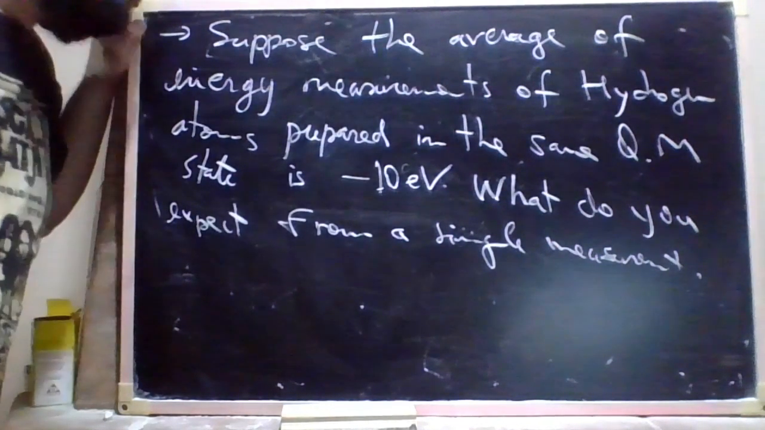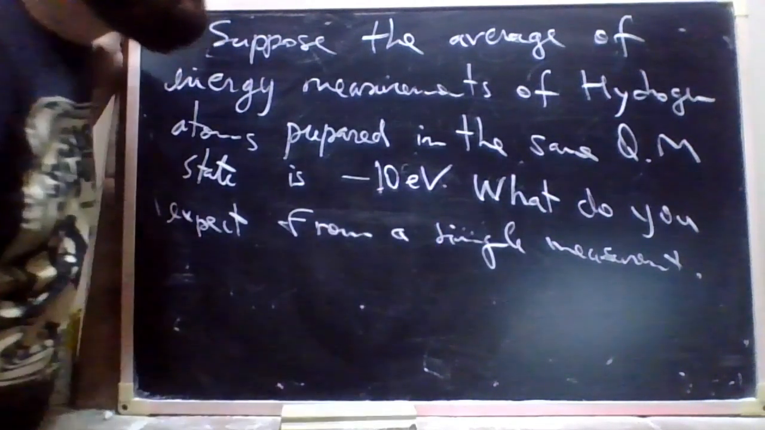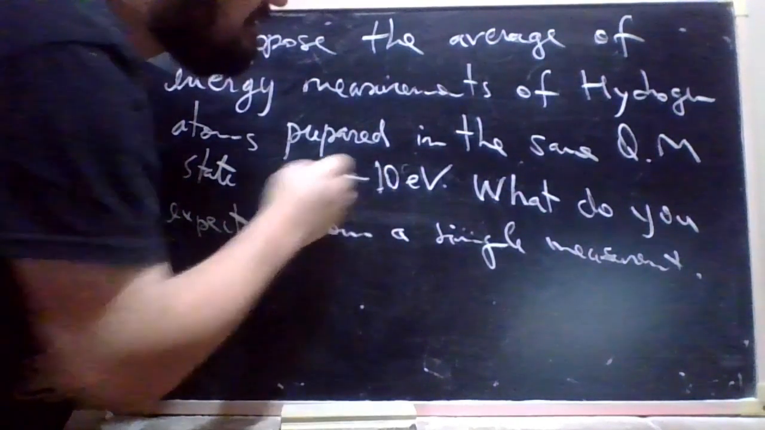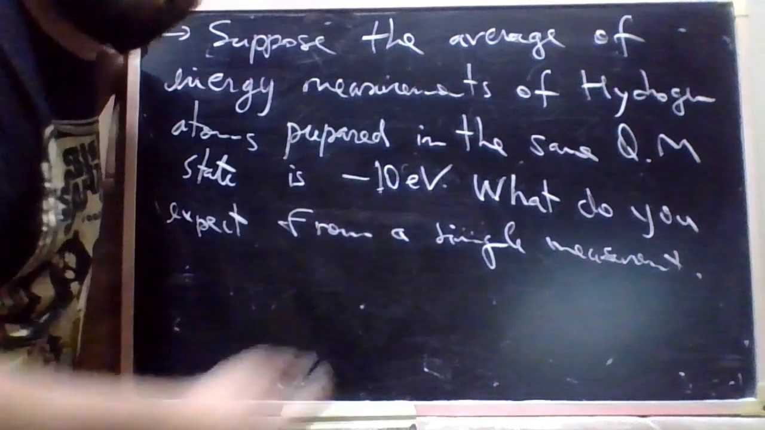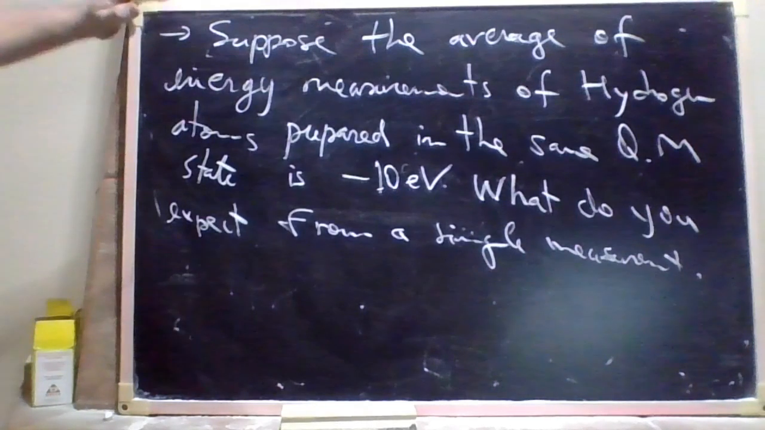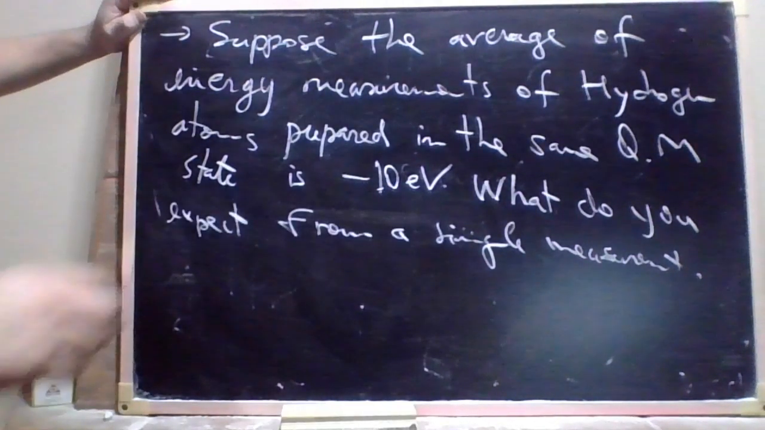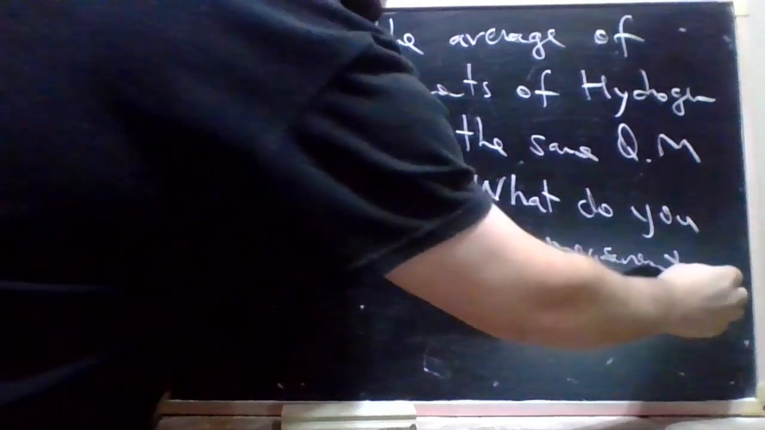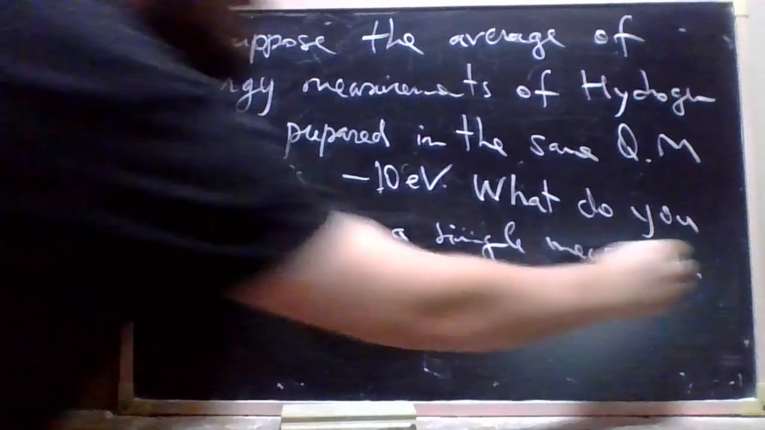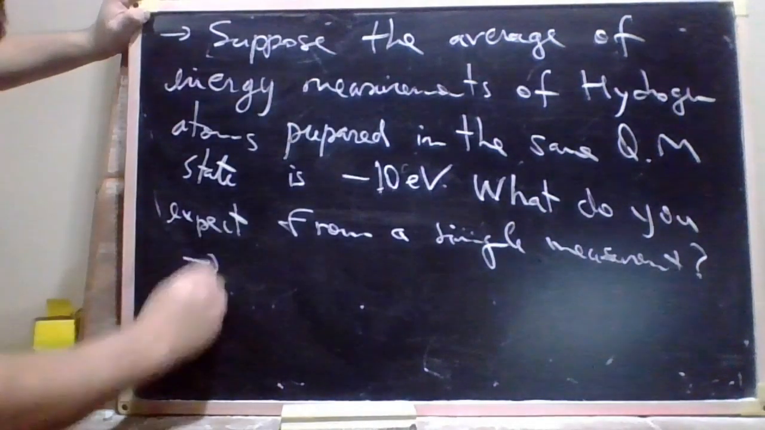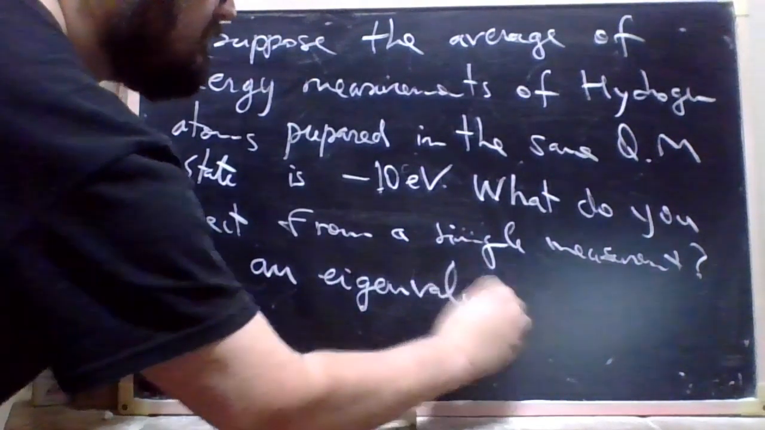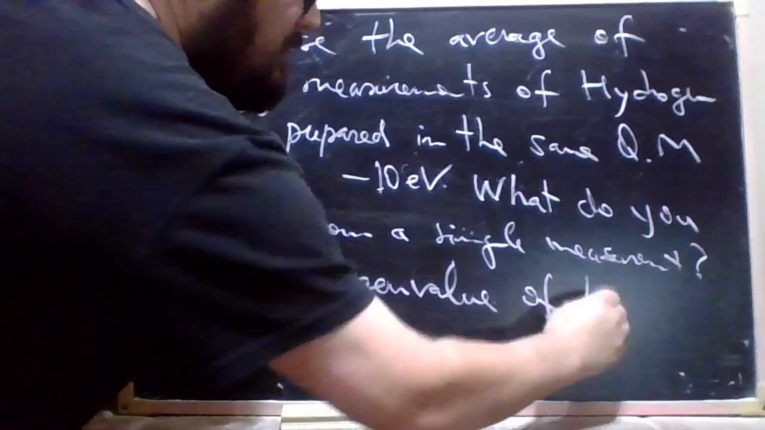If the world would be a classical world, you would be confident in saying, okay, I guess I will find minus 10 electron volts. But that's the incorrect answer. What do you expect from performing a single measurement? You must expect an eigenvalue of the Hamiltonian.